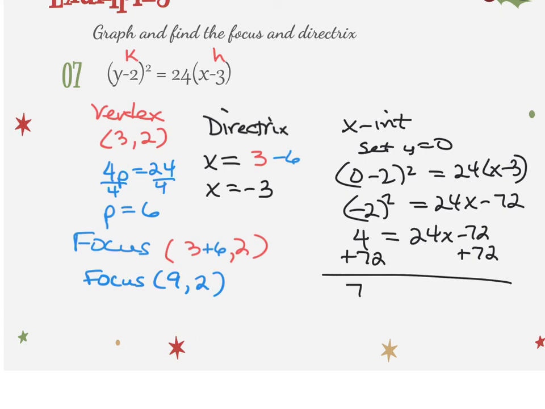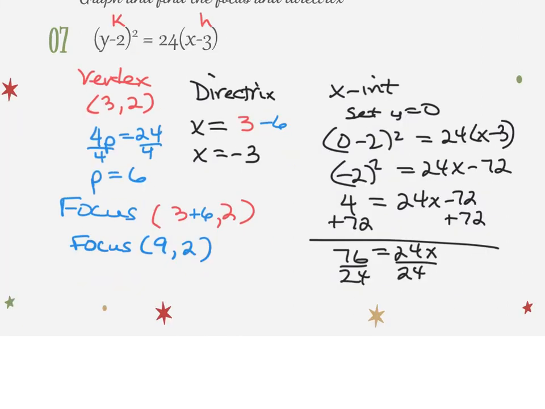I get 76 equals 24x. Divide by 24. And when I divide it, I get 3.16 repeating. So I'm going to round this and make it 3.2. So my x-intercept is at 3.2, 0. Now let's graph the parabola.